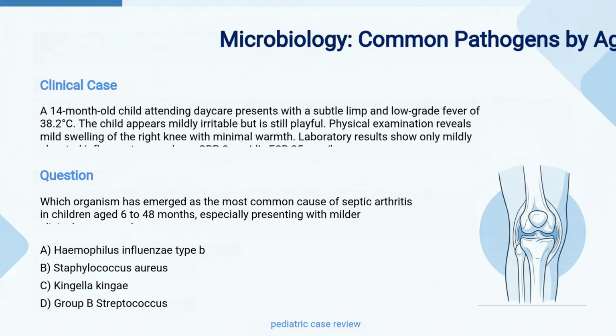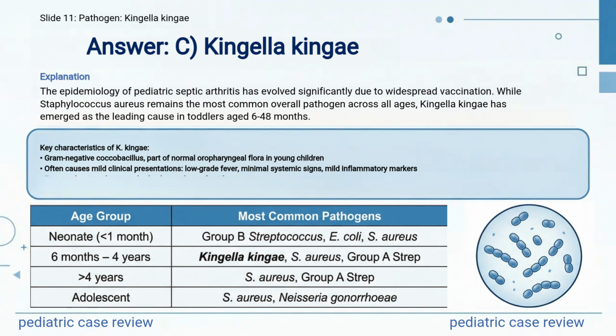Option A, Haemophilus influenzae type B. Option B, Staphylococcus aureus. Option C, Kingella kingae. Option D, Group B Streptococcus. The correct answer is option C, Kingella kingae.